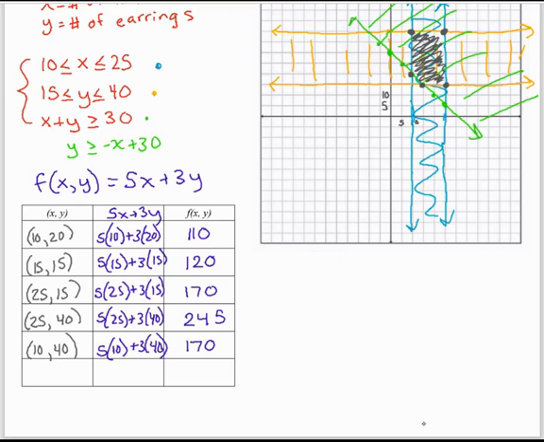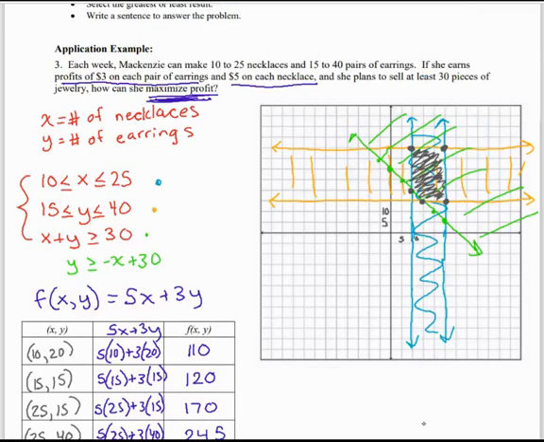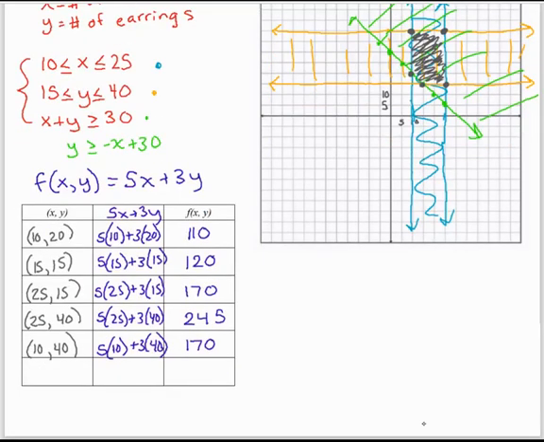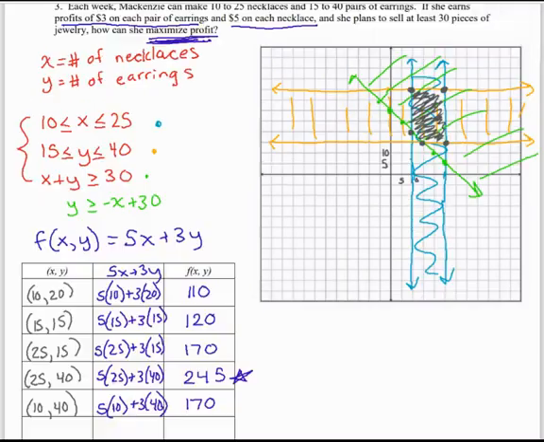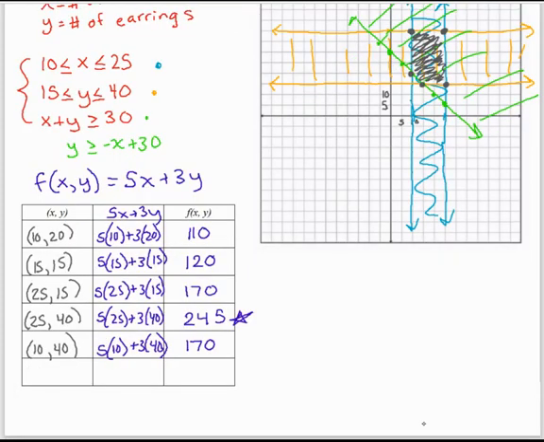So when I look at all of those, I'm now trying to determine, remember the question says, what will maximize profit? So which one is the largest? 245. So the question again says, how can she maximize profit? So how can she do that? By what she's selling. So what are we trying to sell? I'm going to circle all of this. And we're trying to sell earrings and necklaces. So we want to look at that ordered pair.